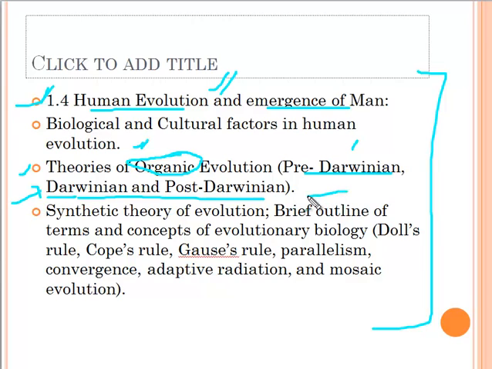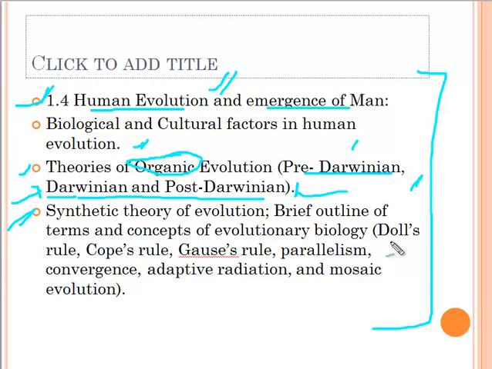Then in post-Darwinian theory, a lot of theories have come, like the synthetic theory. In that theory, the concept of genetics, the concept of Darwin, the concept of Mendelian rules, all these things were clubbed together, and then came the synthetic theory, which explains evolution in a different way. All this you will learn in theories of organic evolution: pre-Darwinian, Darwinian and post-Darwinian. Here it is given as the synthetic theory of evolution. This is post-Darwinian.